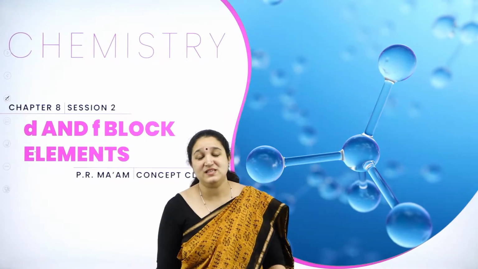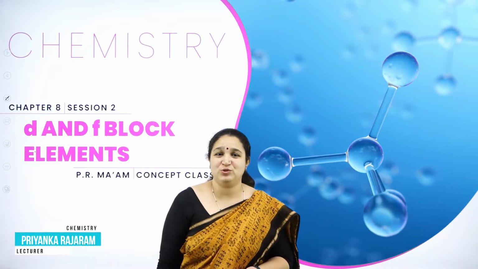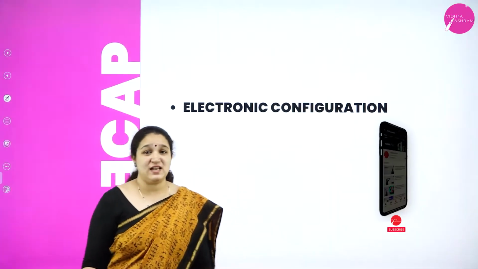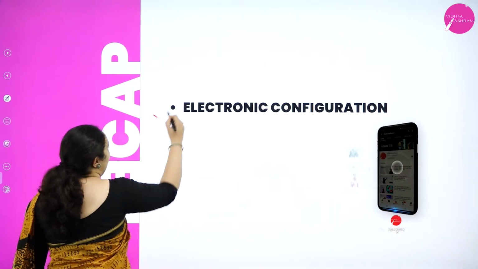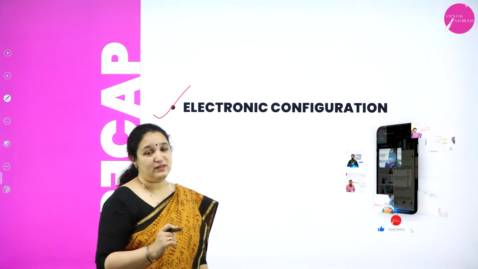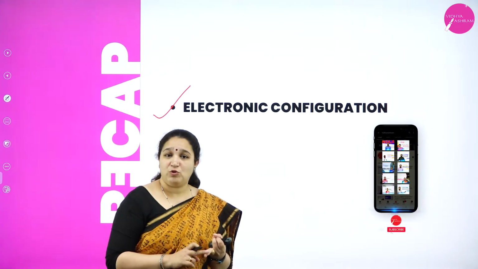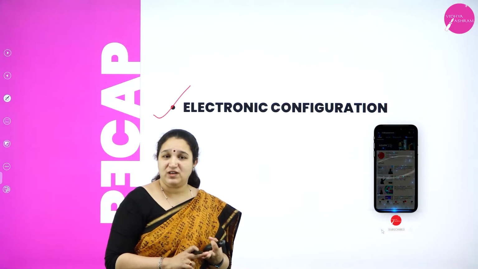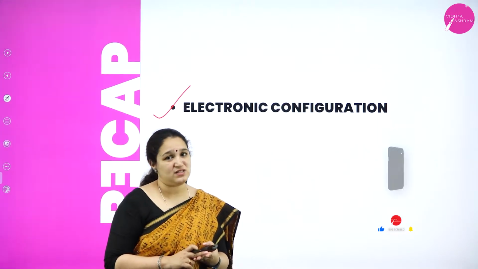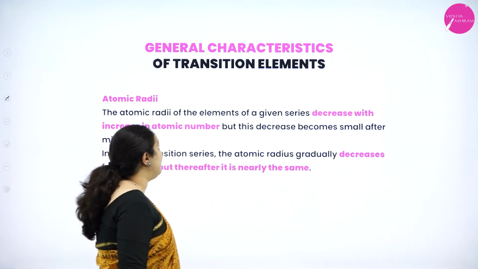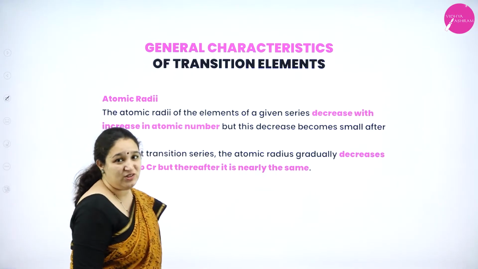Hello my dear students, welcome back to session 2 on the chapter D and F block elements. Last class we studied about the electronic configuration of D block elements, that is the 3D transition series, 4D transition series, 5D transition series and 6D transition series. Today we shall learn about the general characteristics of transition elements.